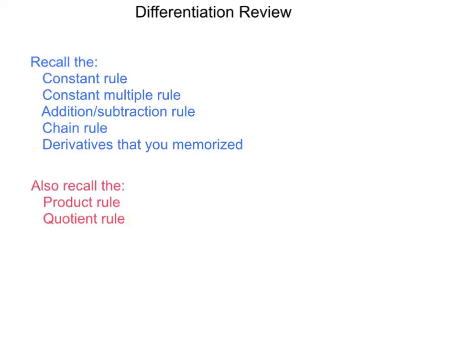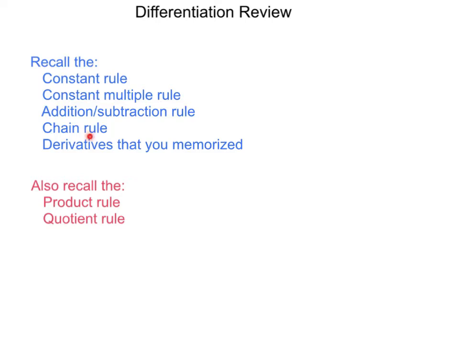As we begin our study of the Calculus BC material, it makes sense for us to begin with a review of differentiation, so taking the derivative. So I just want to remind you of things that you need to recall. The constant rule, which says that the derivative of a constant is 0. The constant multiple rule, which says that if you've got a constant multiplied times something, you can take the derivative of the something and just multiply by the constant later. The addition-subtraction rule just says that when you have two functions added, you can take the derivative of each one individually. Then there's the chain rule.